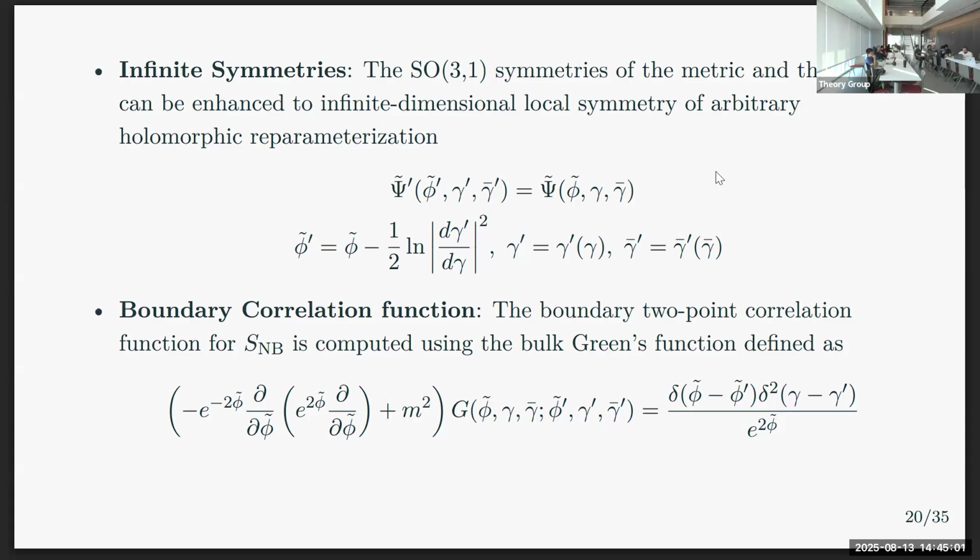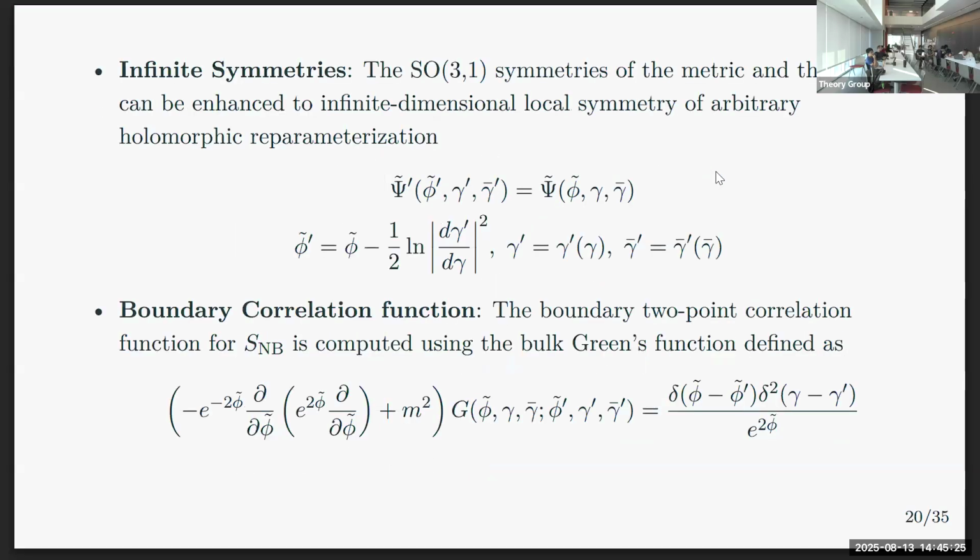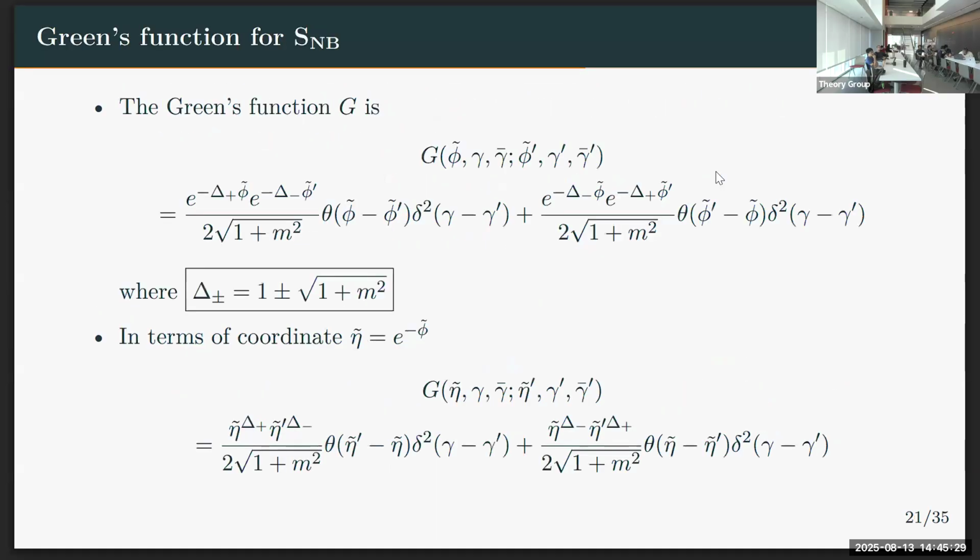Now, let's try to find the boundary correlation functions from this action. To do that, I want to compute the bulk Green's function first and then go towards the boundary, right? The bulk Green's function is basically the solution to the equation of motion that I get from this action, and when you solve this equation, you find this particular solution. This is the Green's function.